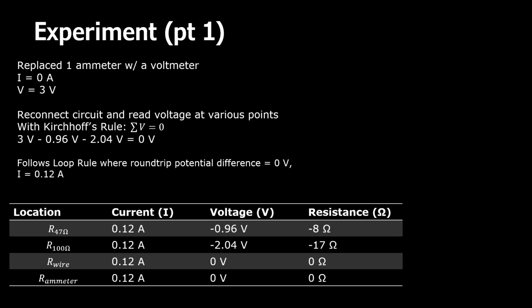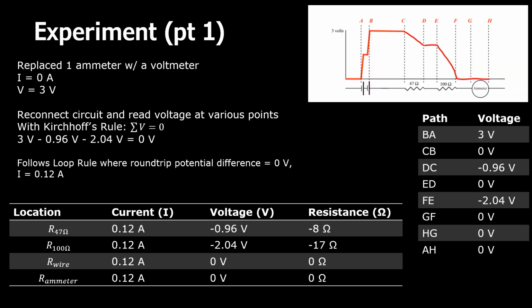So in the first part of the experiment, the very top is what we did originally, and then we reconnected the circuit and read the voltage at various points with Kirchhoff's rule, where the summation of all potential differences is equal to 0. As you can see on the far right on the chart, we have a voltage of 3 from B to A, negative 0.96 from D to C, and from F to E, we have negative 2.04. When you add all those up, that is equal to 0 volts. So this does follow the loop rule, where the round-trip potential difference is equal to 0 volts, and the current is equal to 0.12 amps.